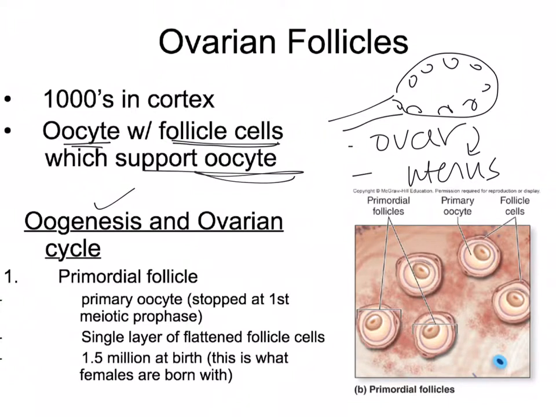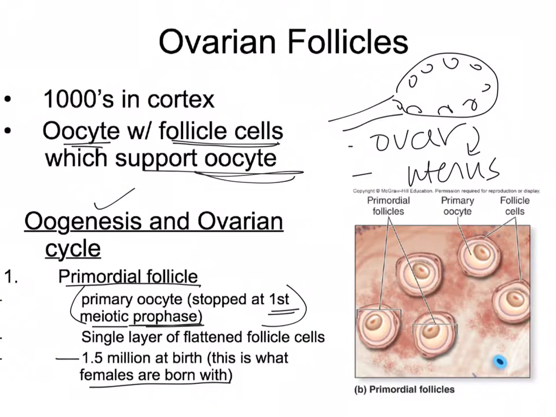Now, when females are born, they're born with primordial follicles. At birth, we have about 1.5 million of these. And then we use them up every month. We don't make new ones like males make new sperm. So once they're gone, they're gone. Once the follicles are gone, they're gone. Now, in the primordial follicles, we have what's called a primary oocyte. The primary oocyte is stopped after the first prophase. That's where they're hanging out. So they stay that way.